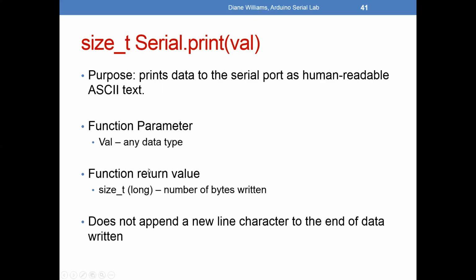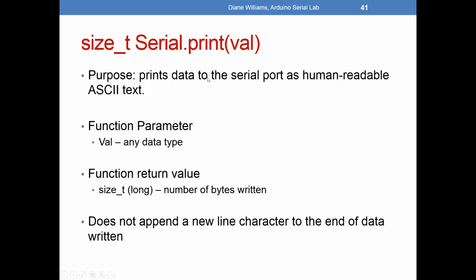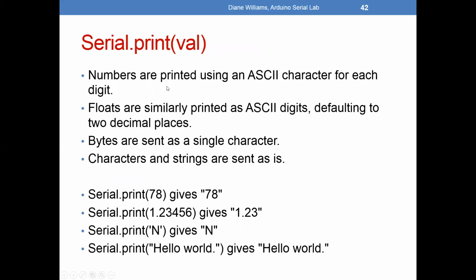The function actually returns some information. The return type is a size_t, which is simply an unsigned long, and that tells you the number of bytes that this was able to successfully write. A lot of times we don't query that information, but if it's important for your application, you can query it. So here are some examples of how to print out some information. Let's look at this example.